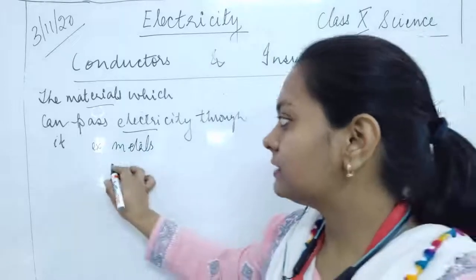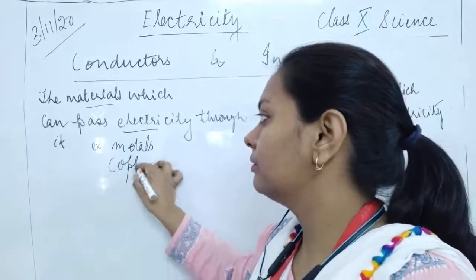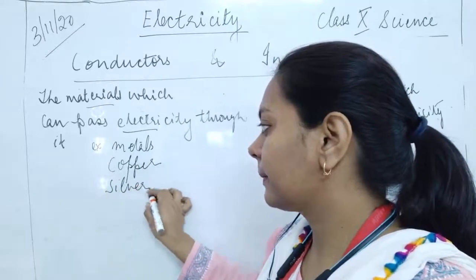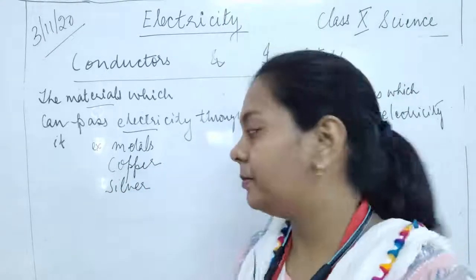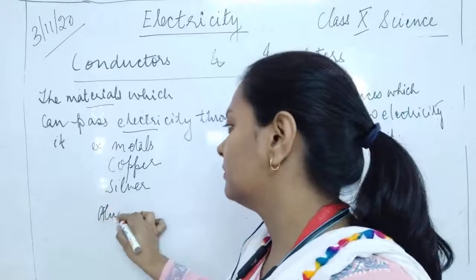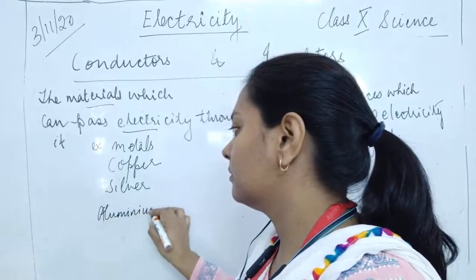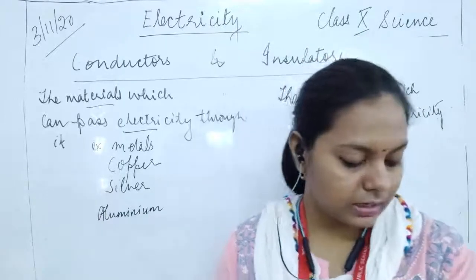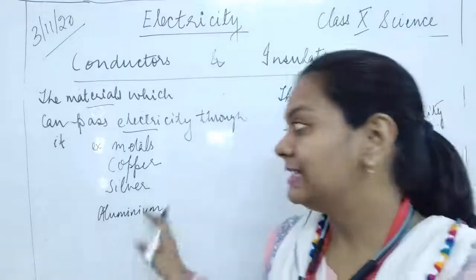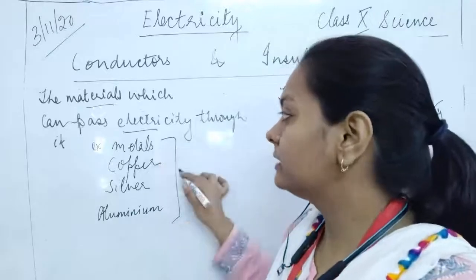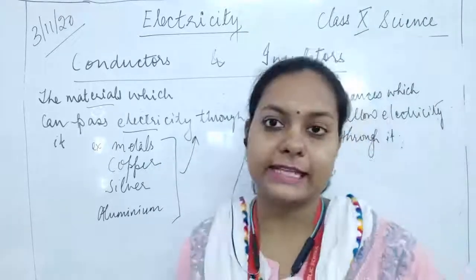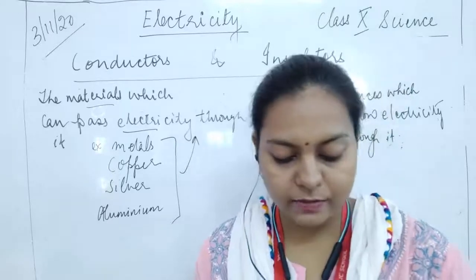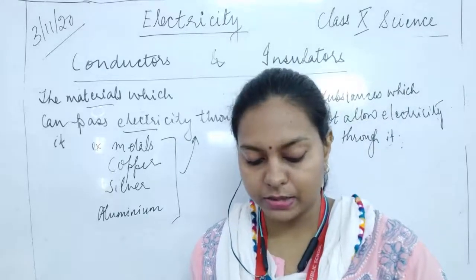Okay, so in metals, if you see copper, silver, gold, aluminium, so many are there. Iron. Okay, so all these are the materials which allow the electricity to pass through them. So that is why they are examples of conductors. All metals like silver, copper and aluminium are conductors of electricity.